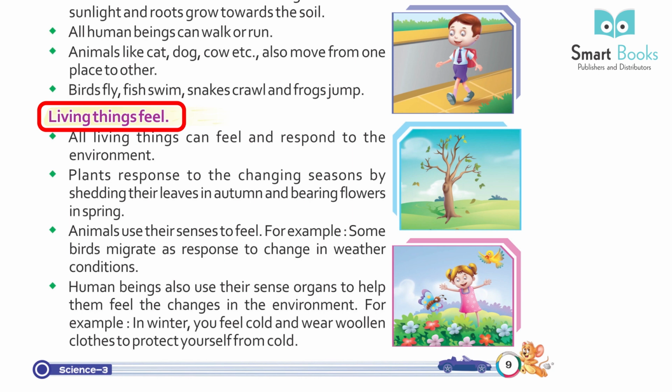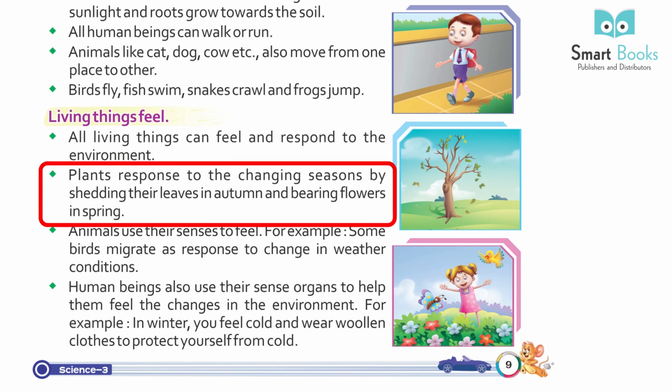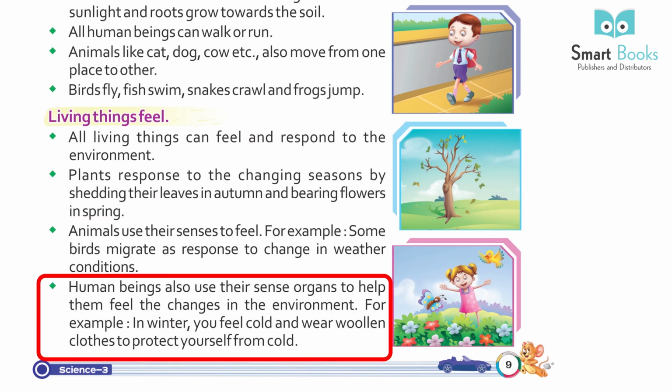Living things feel. All living things can feel and respond to the environment. Plants respond to the changing season by shedding their leaves in autumn and bearing flowers in spring. Animals use their senses to feel. For example, some birds migrate in response to change in weather condition. Human beings also use their sense organs to help them feel the changes in the environment. For example, in winter you feel cold and wear woolen clothes to protect yourself from cold.